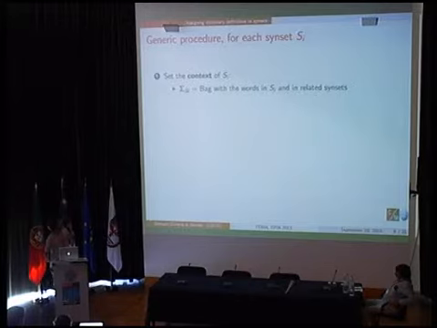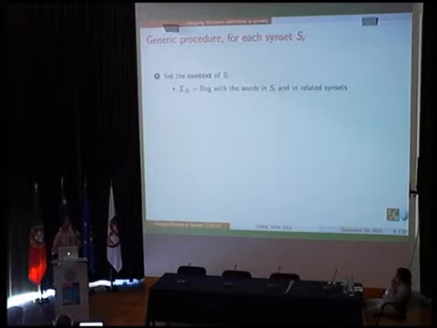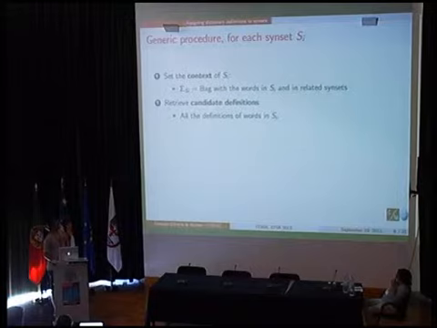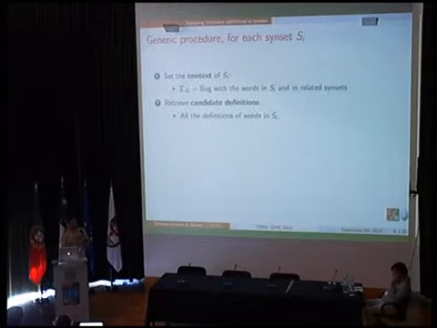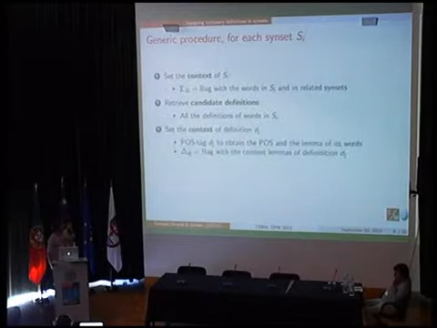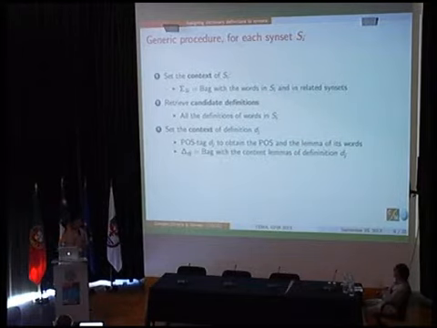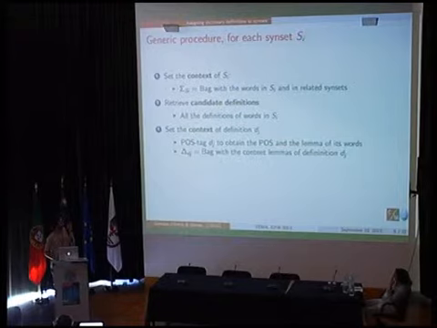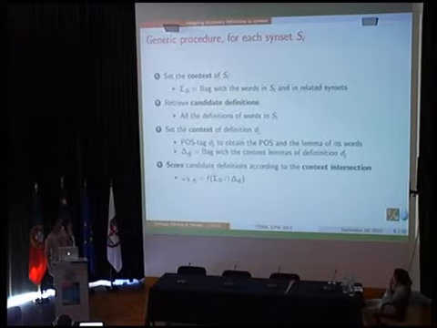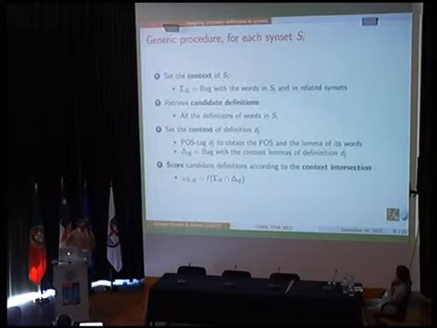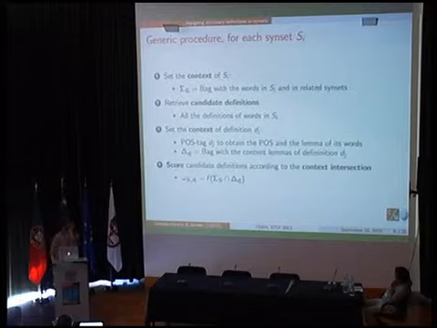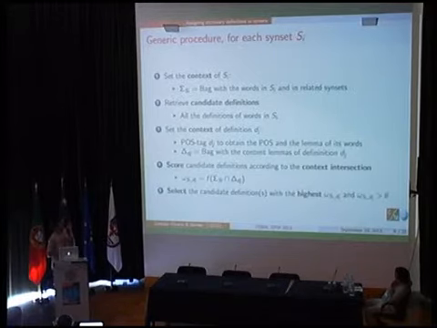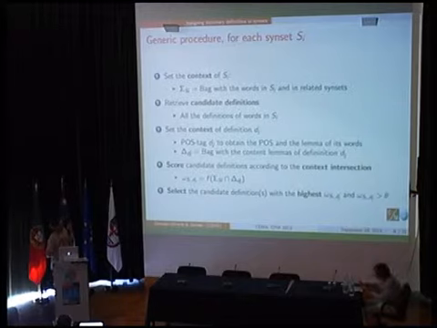And the procedure is as simple as this. We first need to set the context of the synset, which will contain all the words in the synset and in the related synsets. Then we must retrieve all the candidate definitions for this synset, which will basically be all the definitions of any of the words in the synset. Then we need to set the context of the definition, which will contain all the content lemmas in the definition. And then we score the candidate definitions according to the intersection between the definition context and the synset context. We select the best definition with the highest score. And we should have some threshold to make sure that we do not select a definition with very low intersection.